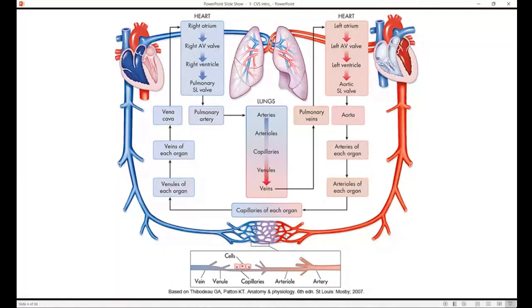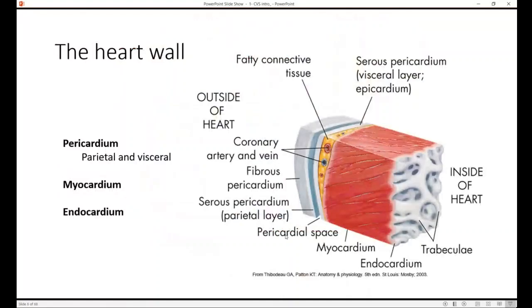So what we will do now, we will look at the heart first, then we look at the blood vessels later. Okay, so looking at the heart, let's look at the structure of the heart wall first. And as you know, the heart is a pump, so it must have a lot of muscle in its wall so it can contract strongly. If you look at the layers of the heart wall, like a slice of cake, from outside, the outermost covering is called pericardium.